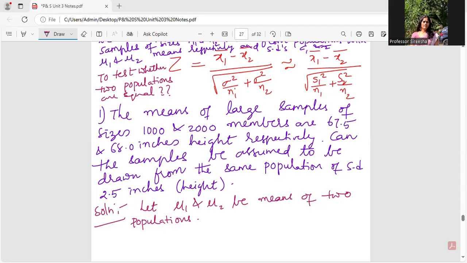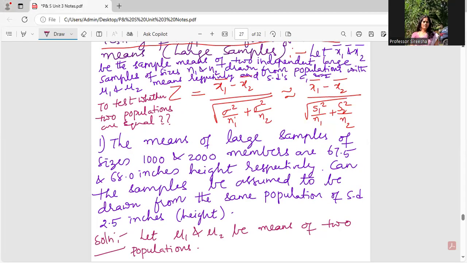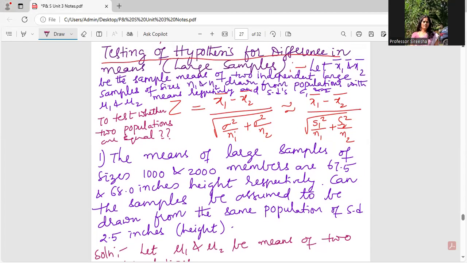Okay. For large samples, difference in means. How do we do it? Suppose x1 and x2 are the means of two independent large samples with sizes n1 and n2, drawn from populations with means mu1 and mu2 respectively, and standard deviations sigma 1 and sigma 2. How does the formula vary?